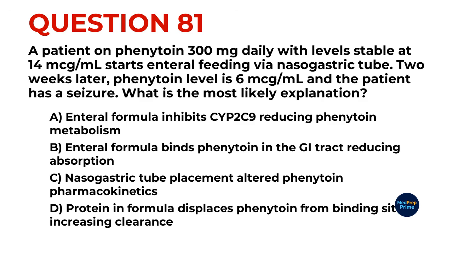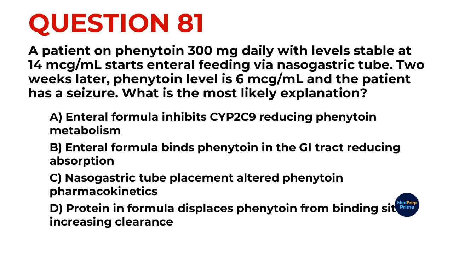A patient on phenytoin 300 mg daily with levels stable at 14 micrograms per milliliter starts enteral feeding via nasogastric tube. 2 weeks later, phenytoin level is 6 micrograms per milliliter, and the patient has a seizure. What is the most likely explanation?